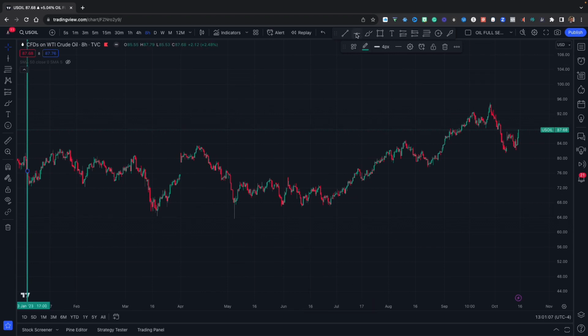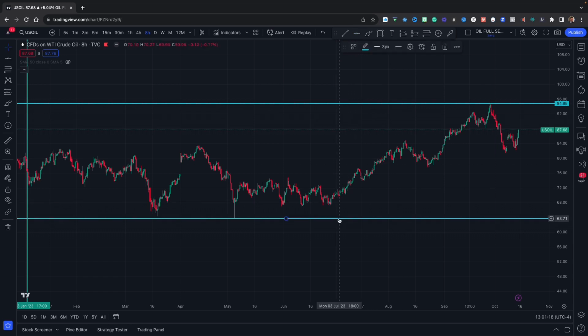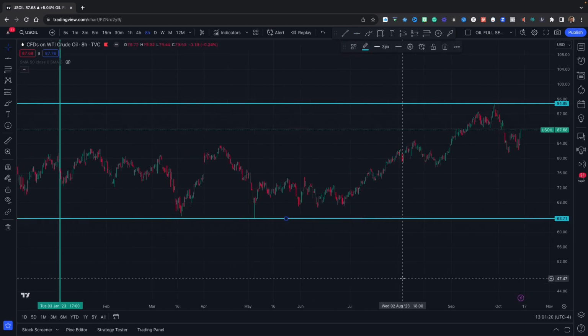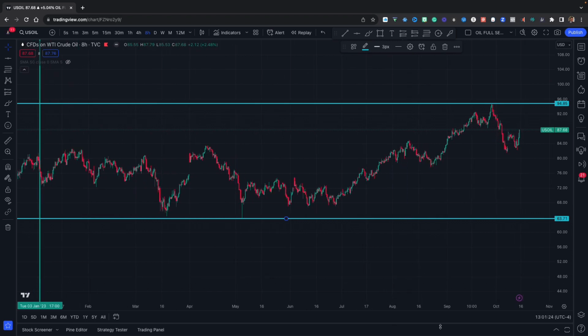Now, next, I want to grab another horizontal line, go to the high of this year, and mark this up. And then I'm going to grab another horizontal line, and I want to go to the low of the year for 2023, as you can see right here. Now, what this allows us to do is get a wide picture of crude oil.